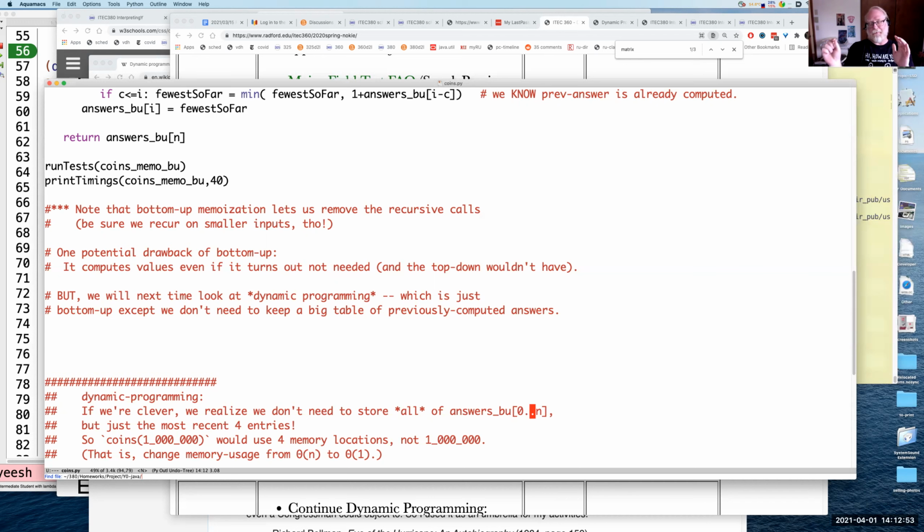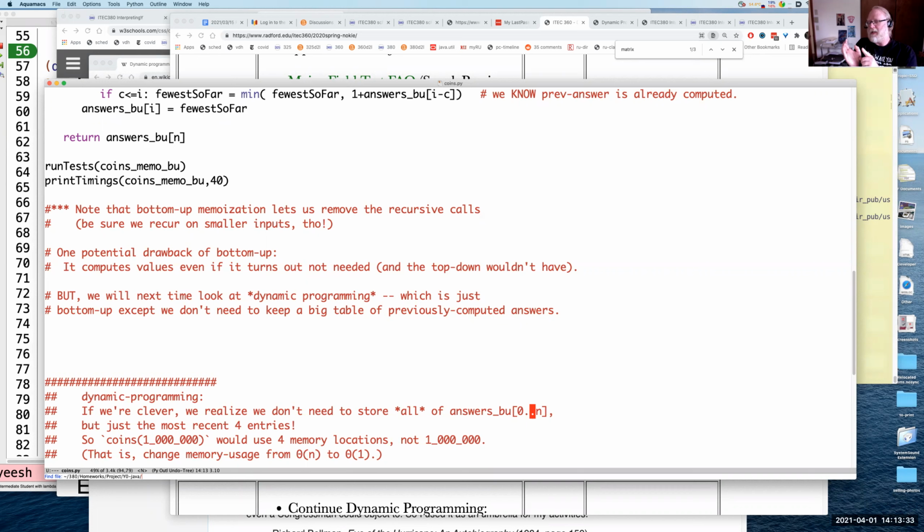But as I'm filling it up, I'm coming along and I'm trying to fill in coins of 17. And I know that coins of everything less than that's already been filled in, great. But when I'm filling in coins of 17, which cells do I need to refer to? Only ones within the previous 4 slots, okay? Because my largest coin size was 4, a 4-cent coin. I'm going bottom up. I'm filling in coins of 17. It's nice to know that I have the previous things all filled in, but I don't need all 17 things. I only need to keep the last few.